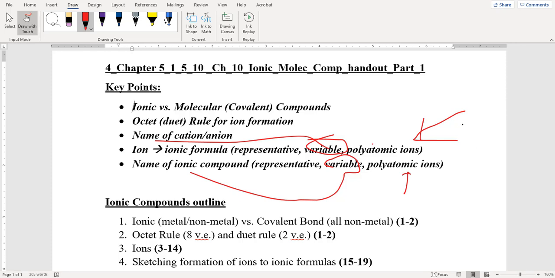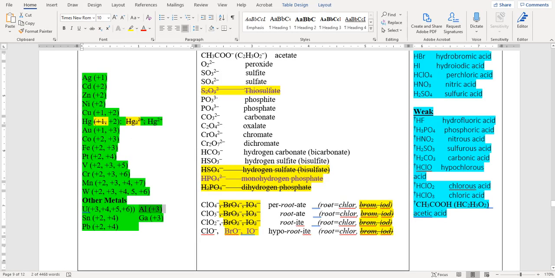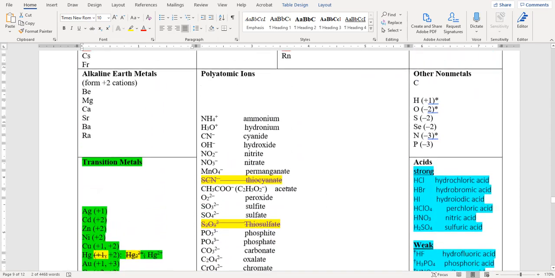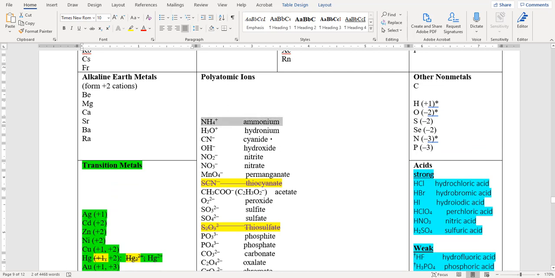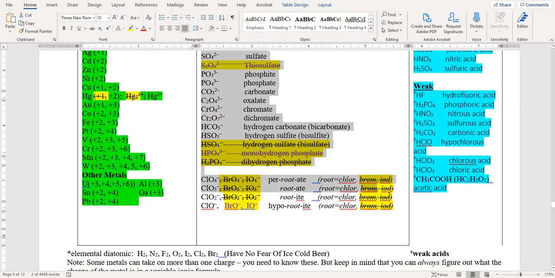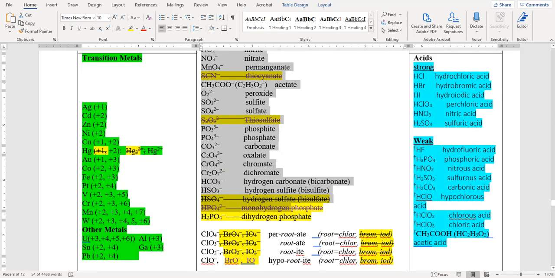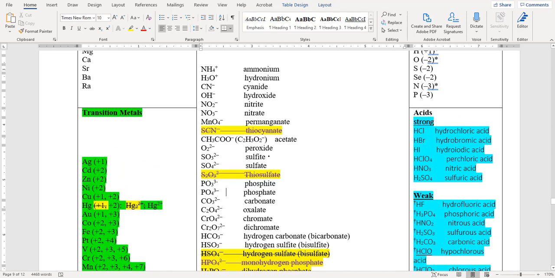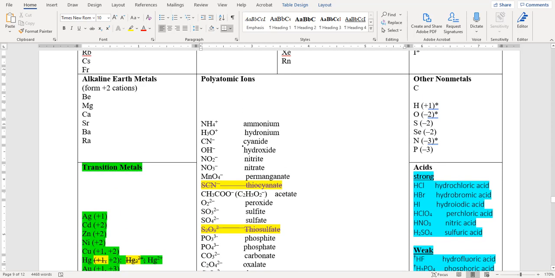So part of this should be easier because you should already have these memorized. Going back to our syllabus, you should already have these memorized. So they are mastered. So perchlorate, chromate, phosphate, phosphite, sulfate, all these you should have mastered.